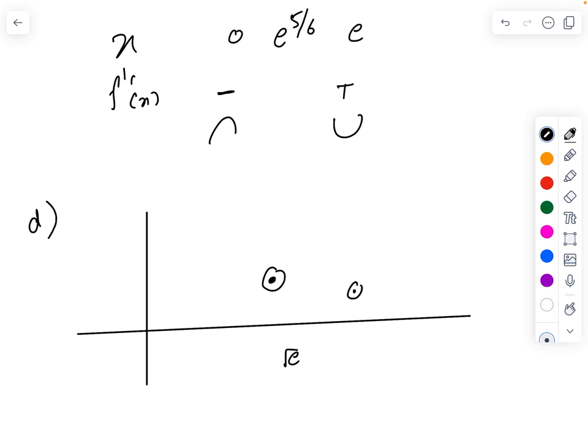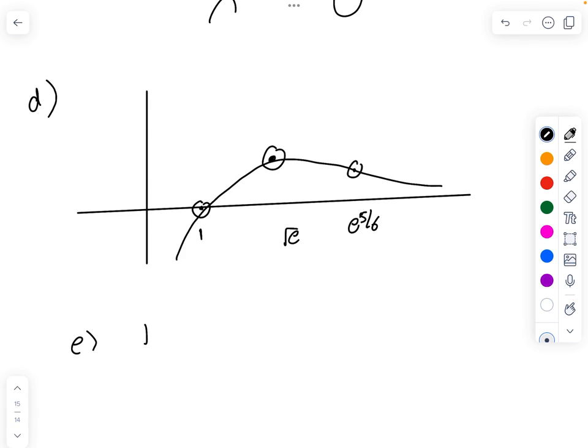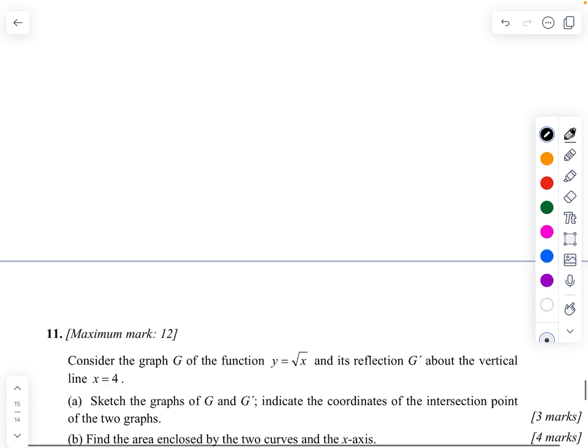Point of inflection is at e^(5/6), and at 1 it is equal to 0. So this is a maximum point and it's going to be a point of inflection. Maximum point and passing through point of inflection. This should be the shape of the graph. Now he's asking range. Range means it is the maximum point. What was the maximum point's y value? 1 upon 2e. So y is always less than or equal to 1 upon 2e.